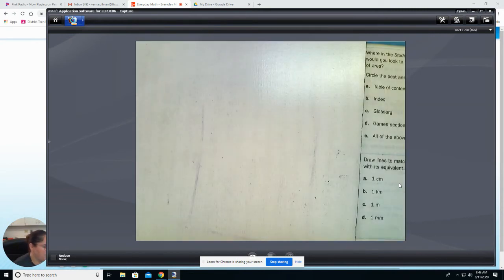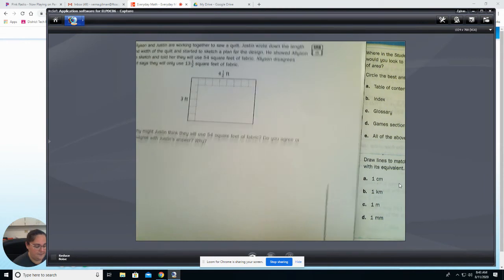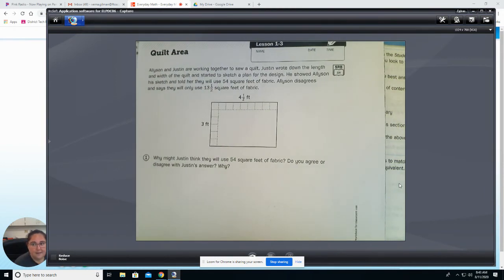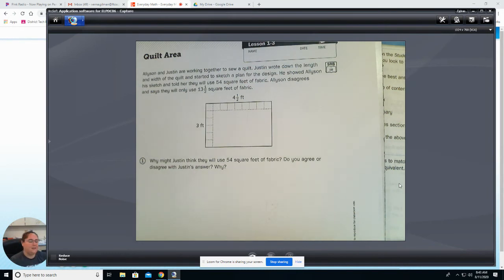Today, I'm going to give you an assignment. I'm going to post this on your page, on the assignment, and it's going to be something that I want you to really think about, and it's going to be part of your assignment for the day. What you have to do is read this, and then answer the question. So it says, Allison and Justin are working together to sew a quilt. A quilt is a blanket.